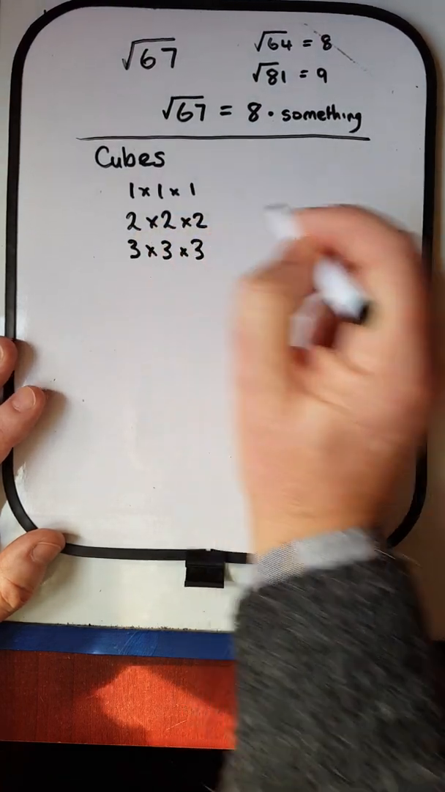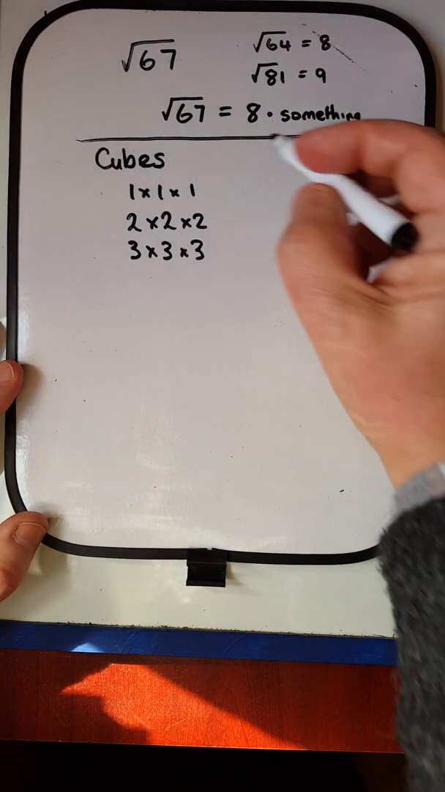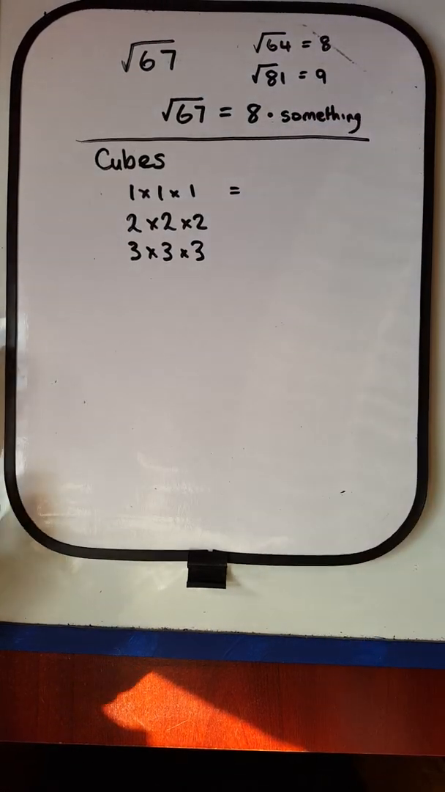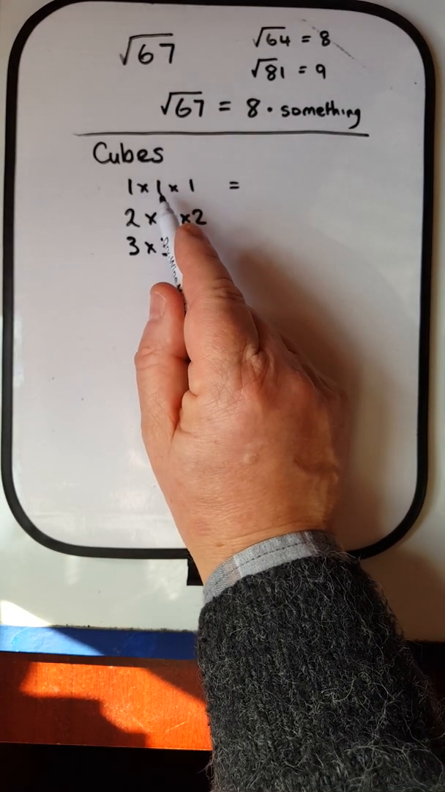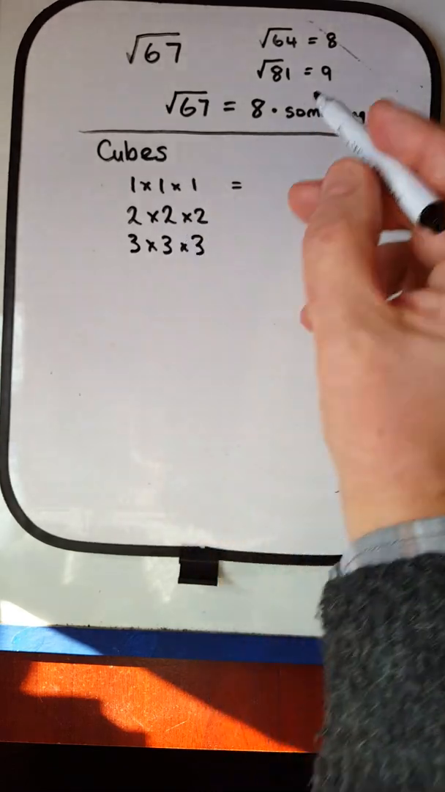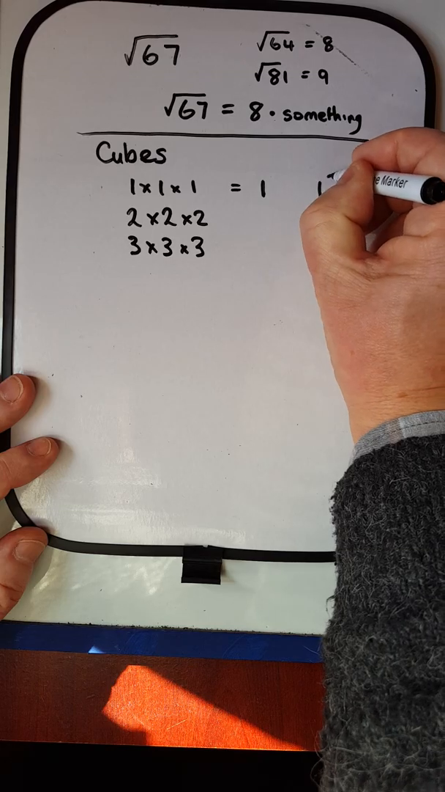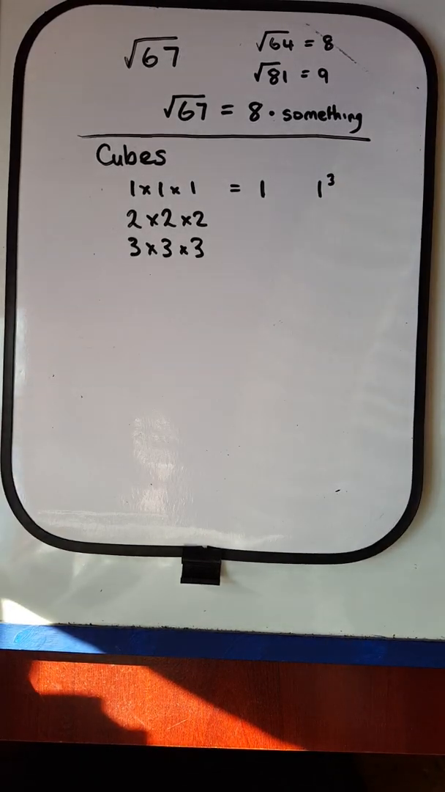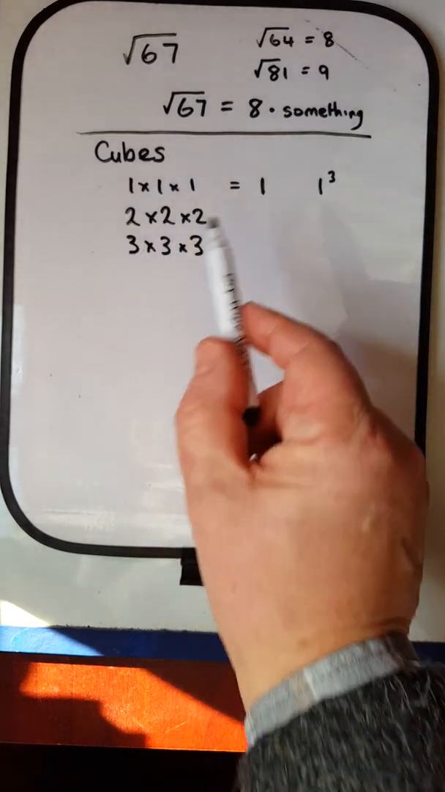Okay, you multiply them together 3 times. 1 times 1 times 1. It doesn't mean 1 plus 1 plus 1. Lots of students get that wrong. The answer isn't 3. 1 times 1 is 1. And now times that by 1. It's still 1. Okay, we write it as 1 cubed. The little 3 there is telling us that there are 3 of them multiplied together.